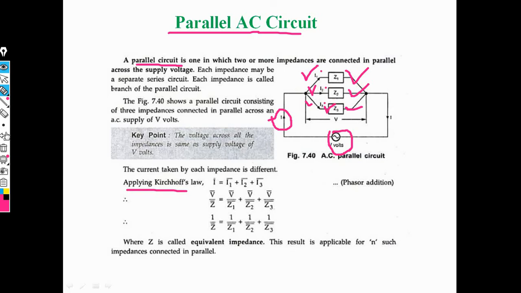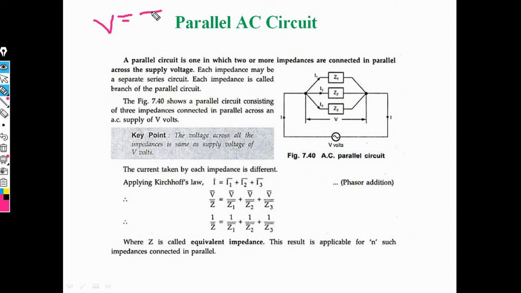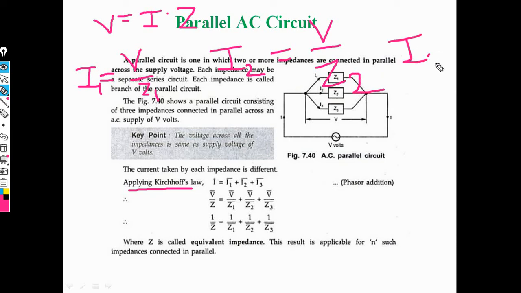But the important formula is V is equal to I into Z. Here we apply Kirchhoff's current law, KCL. Rearranging the equation, I is equal to V by Z. We have I1 equal to V by Z1, then I2 equal to V by Z2, then I3 equal to V by Z3. That is, I is equal to V by Z.